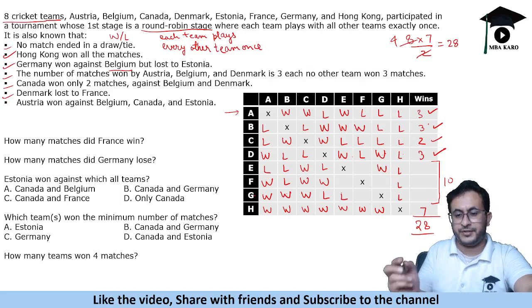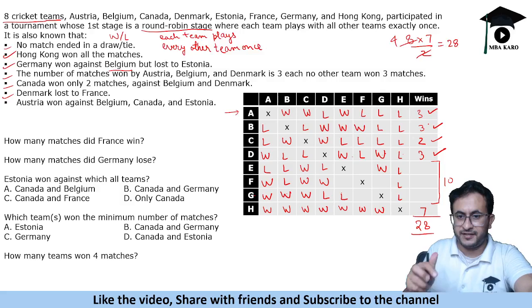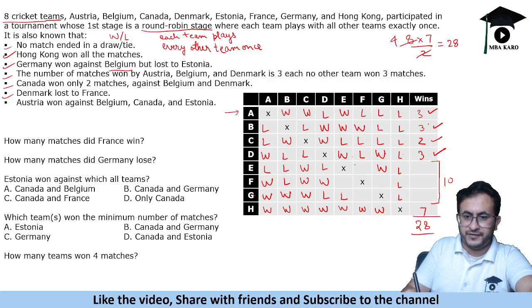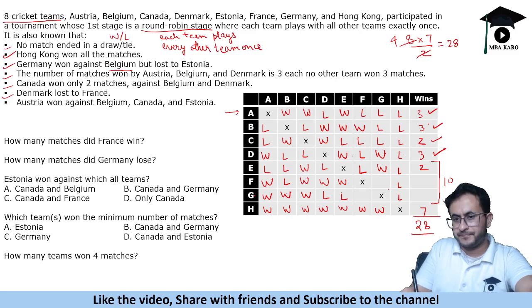Okay, now as I told you, no other team has 3 wins. So if you make it a win, then it becomes 3. So we will not make it a win. So we will have a loss here. So it lost to France. So France won against Germany. France won against Estonia. So it has 2 wins, right?